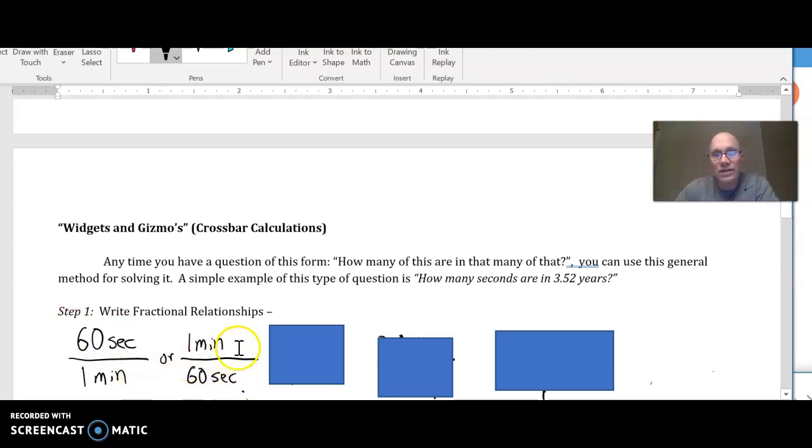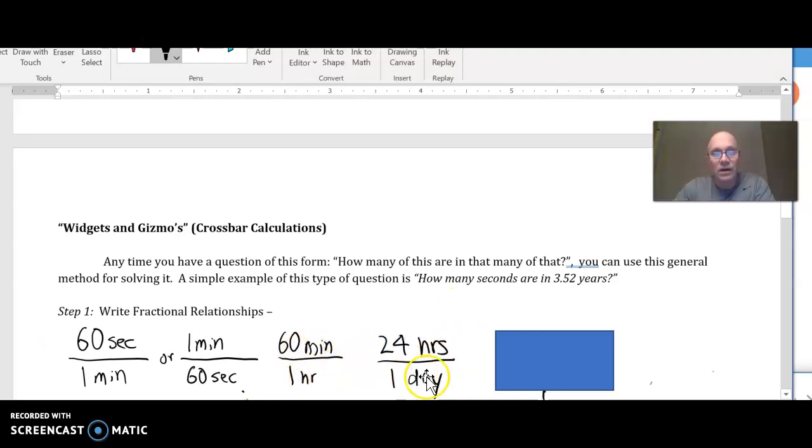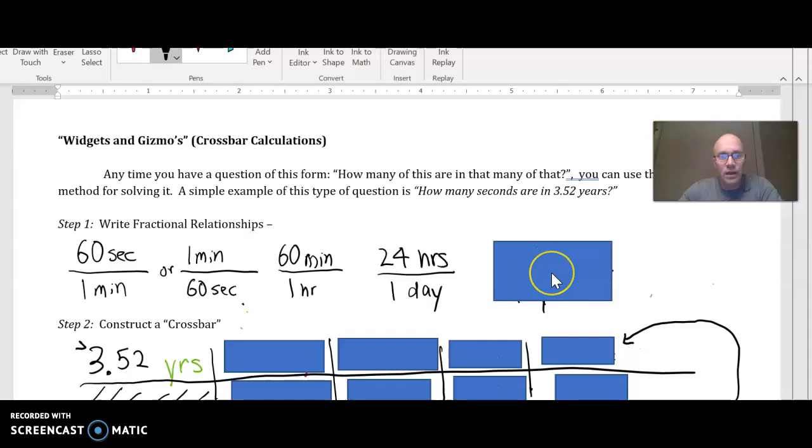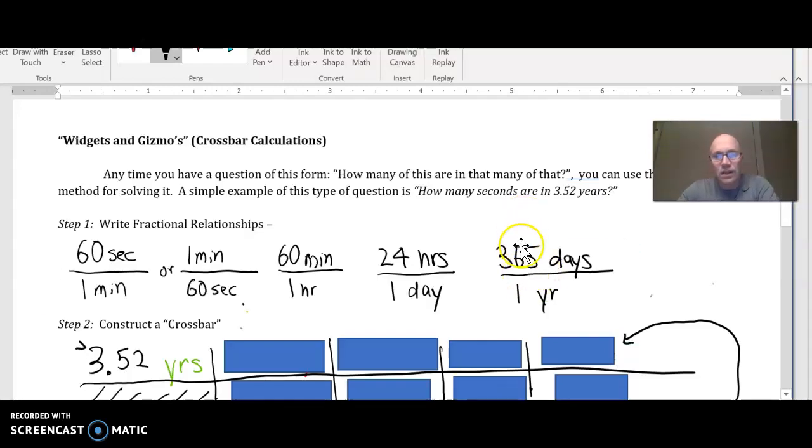The more that we do these, the more you're just going to choose to write down one of these, and just realize that if you have to, you can turn it upside down and use the reciprocal form. All right, so let's just show the other relationships that we need to know. 60 minutes per hour. All right, 24 hours per day. And the last relationship that you would need is that there are 365 days per 1 year.